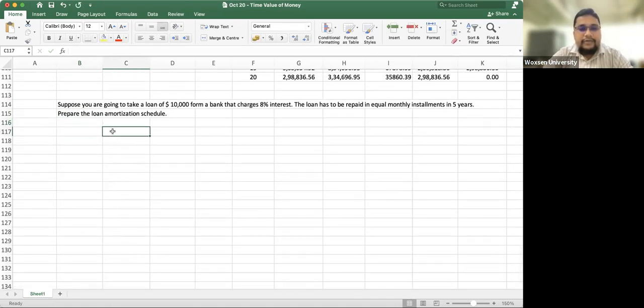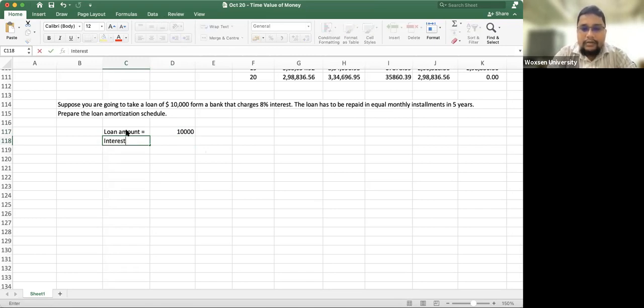Now let us write down the summary information here. Loan amount. Are you following me? Yes, sir. Okay, follow me very carefully, and after doing it, I will give you maybe 5 minutes to do it on your computer, and then I will request some of you to demonstrate in the class. So the loan amount is 10,000. Then the interest rate is 8%. Then maturity.